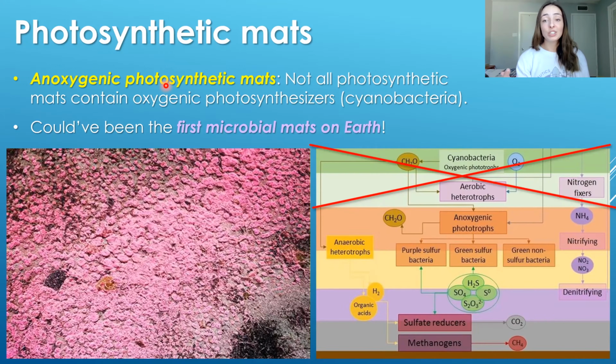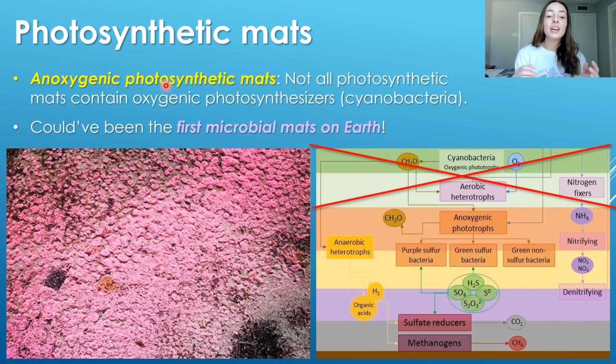However, like you can imagine, somewhere where there's sunlight but no oxygen is not super common on modern Earth. But on early Earth, this would have been the norm prior to around 2.4 billion years ago. What happened around that time? The great oxidation event. I have a video about that if you want to check it out. I'll link it up here.